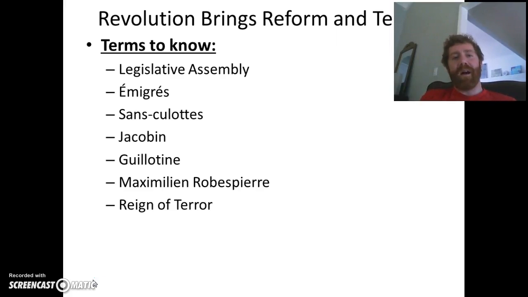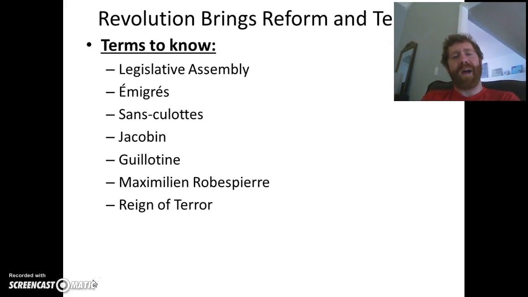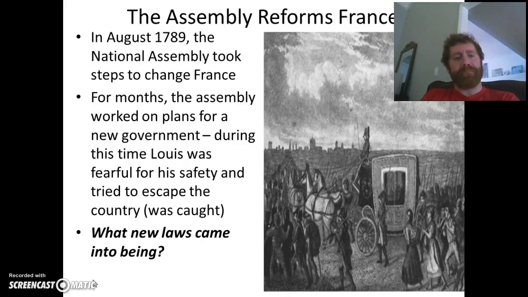The guillotine, the device that cuts people's heads off, Maximilien Robespierre, and the Reign of Terror, who are connected at the hip. Won't be connected at the head. When we look at how the French Revolution becomes more radical and also more violent.